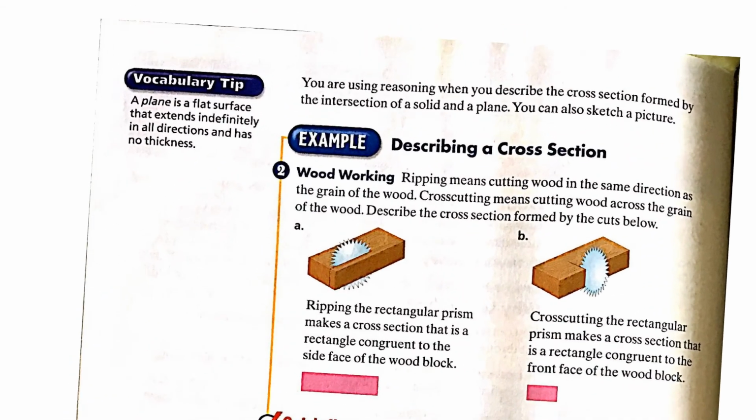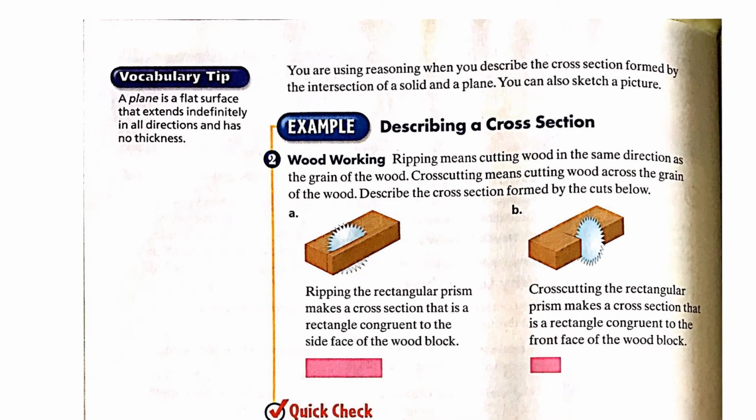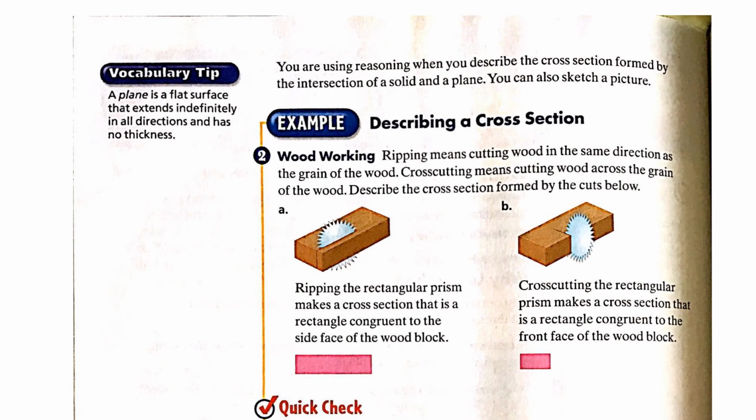Okay, so a plane is a flat surface that extends indefinitely in all directions and has no thickness. Keep that in mind as we're reading this next problem. You are using reasoning when you describe the cross-section formed by an intersection of a solid and a plane. You can also sketch a picture describing a cross-section.